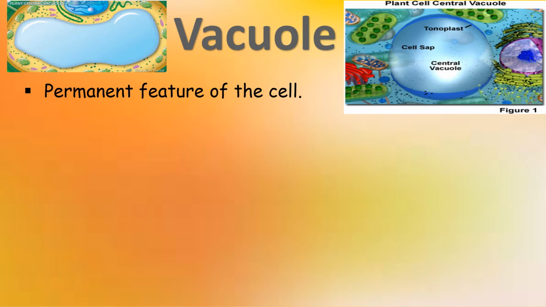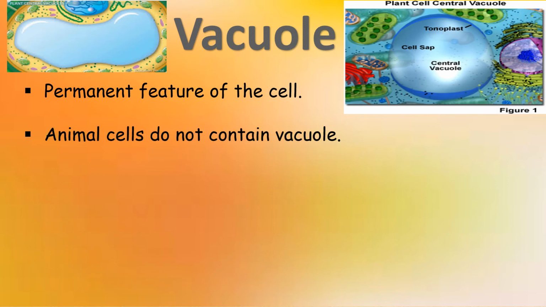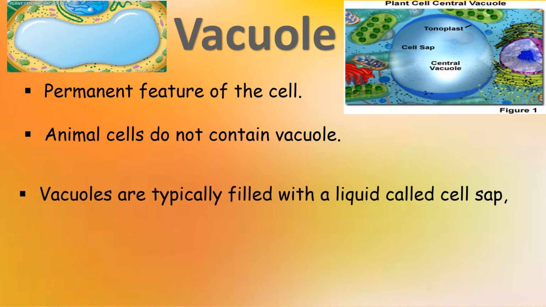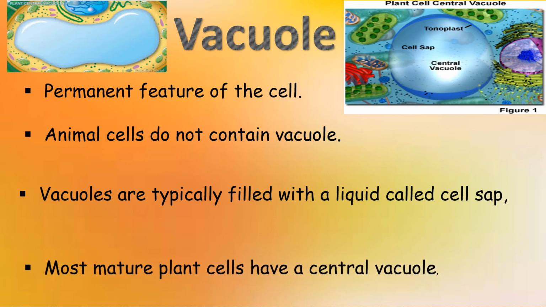Plant cells often have a large central space surrounded by a membrane called a vacuole. Animal cells do not contain a vacuole. Vacuoles are typically filled with a liquid called cell sap. This vacuole is a permanent feature of the cell. It is filled with watery liquid called cell sap, which stores dissolved sugar, minerals, and other solutes. Most plant cells have a central vacuole.